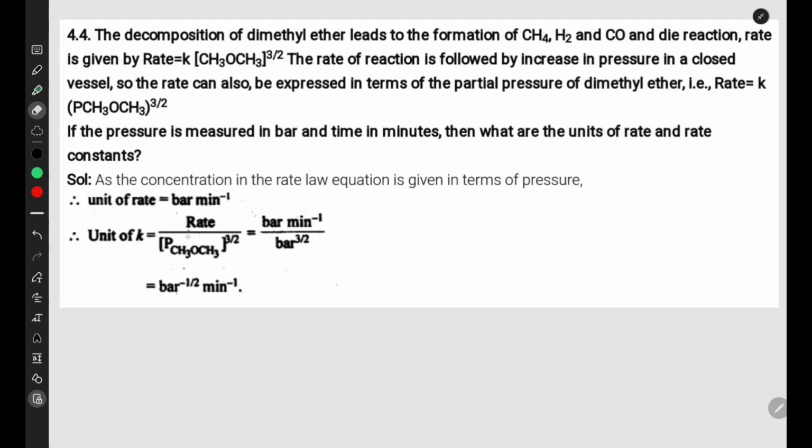Unit of rate is equal to rate by partial pressure. From the rate law expression we can write rate is equal to K into partial pressure of CH3OCH3 raised to 3 by 2. So K is equal to rate by partial pressure of CH3OCH3 raised to 3 by 2. And unit of rate is bar minute raised to minus 1 and pressure unit is bar raised to 3 by 2. So 1 minus 3 by 2 will be minus 1 by 2. So bar raised to minus 1 by 2, minute raised to minus 1.